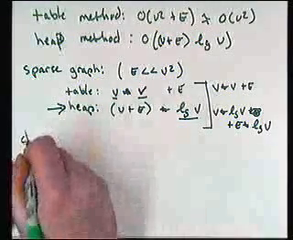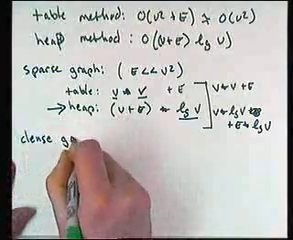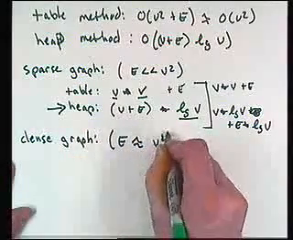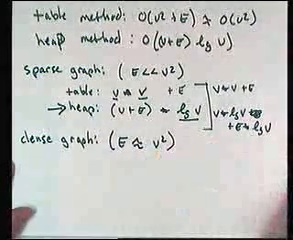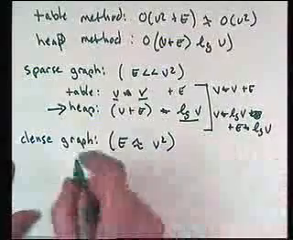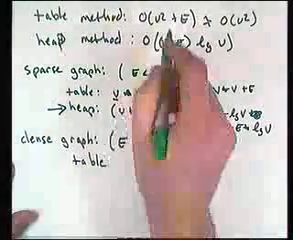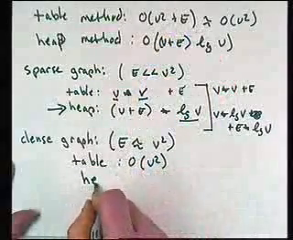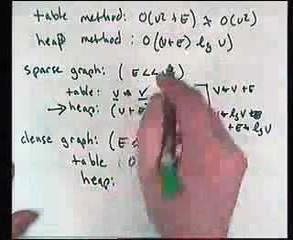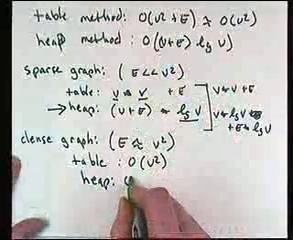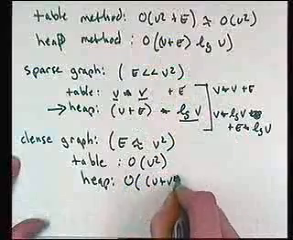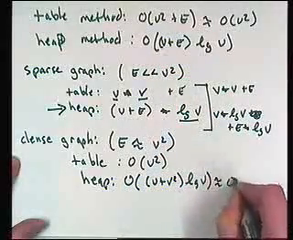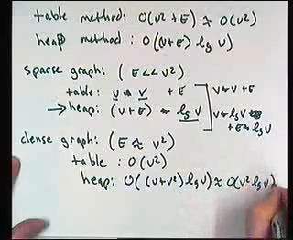For a dense graph, where E is approximately equal to v squared, or some fairly large constant fraction of v squared, then for the table, as we've talked about, we have basically v squared plus v squared, which is order v squared. The heap implementation will effectively be v plus v squared times log v, which will be the equivalent of order v squared log v.